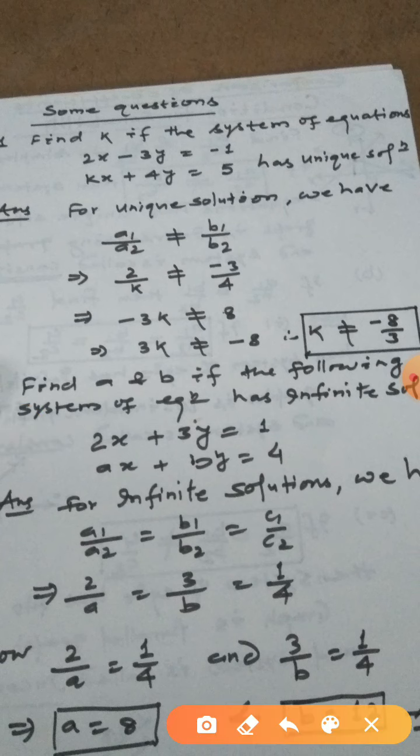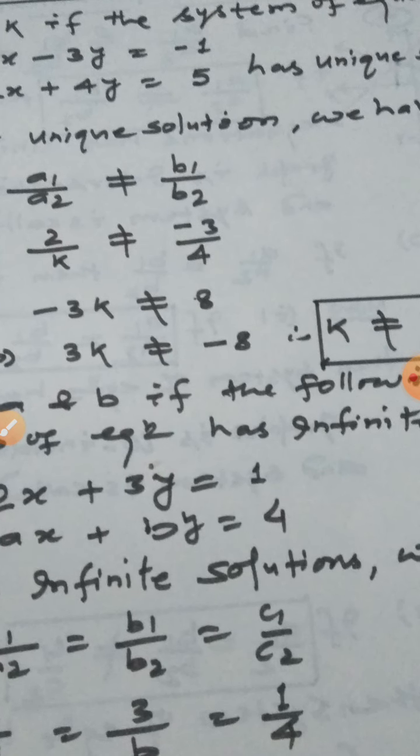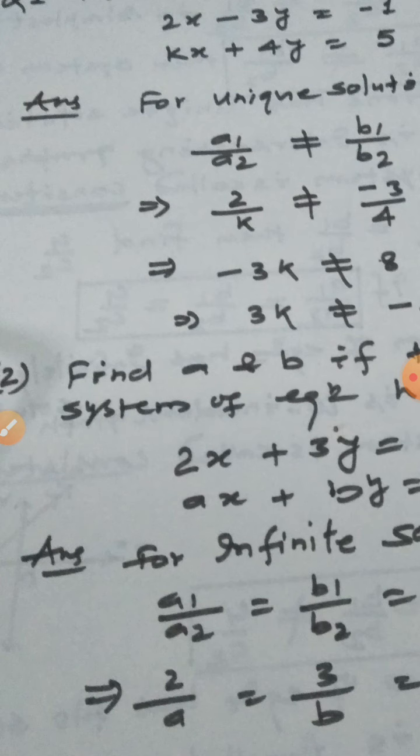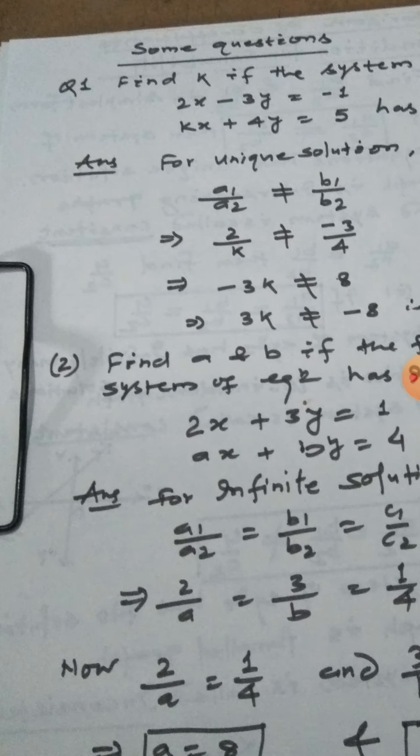Here is one question I am reading: find the value of k if the system of equations, you know system of equations means pair of equations, 2x minus 3y equal to minus 1 and kx plus 4y equal to 5, has a unique solution. It means it is already said here that this pair of equations already has a unique solution. So in this unique solution case you have to find the value of this k.